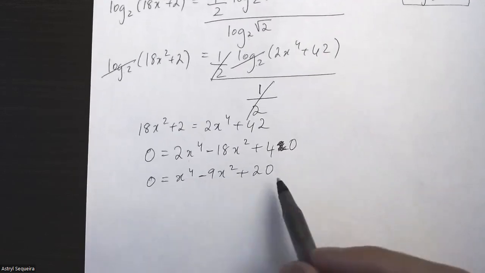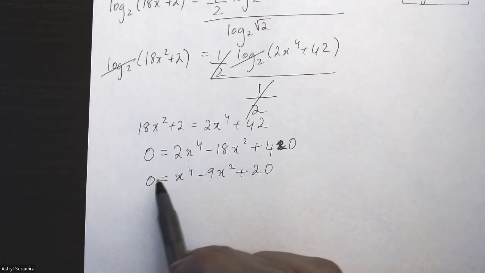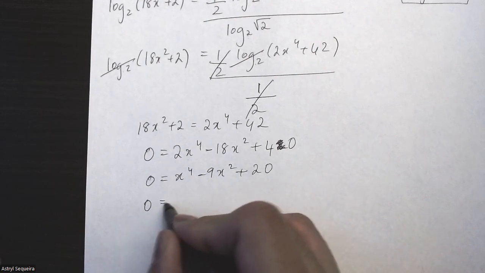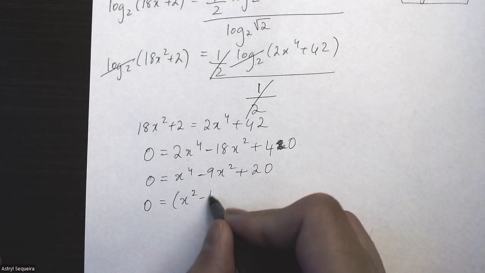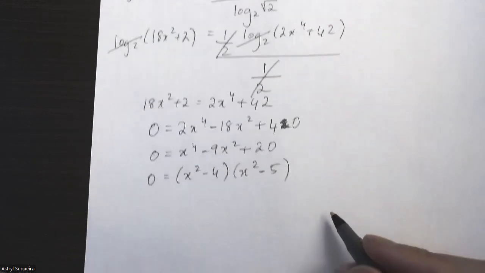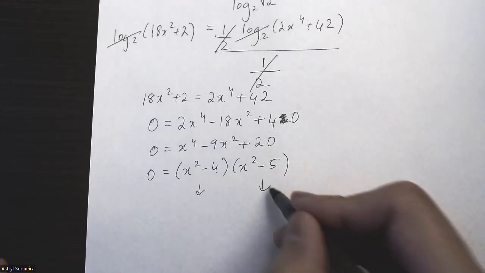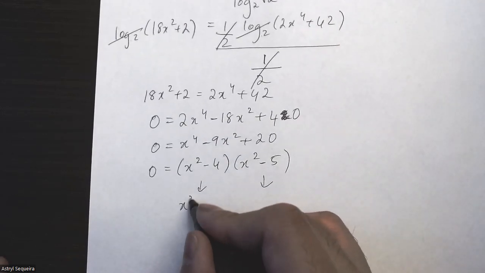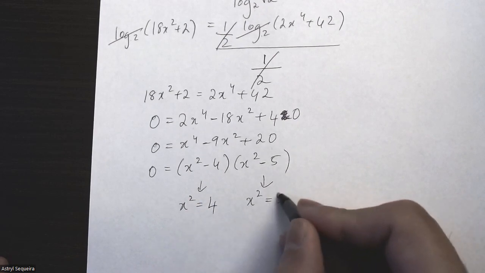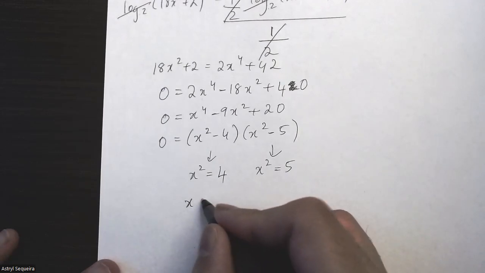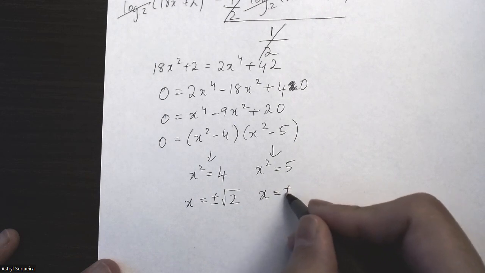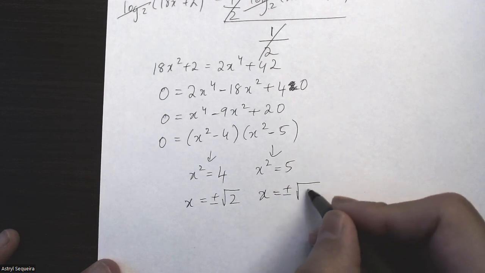This is again a simple trinomial. This is in the form of a simple trinomial. It's just a quartic equation. So what multiplies to 20 and adds to negative 9? It's just negative 4 and negative 5. And you can just solve these two equations separately, either difference of squares them or just solve them. Here x squared equals 4, here x squared equals 5, which means x equals plus or minus root 4, or x equals plus or minus root 5.